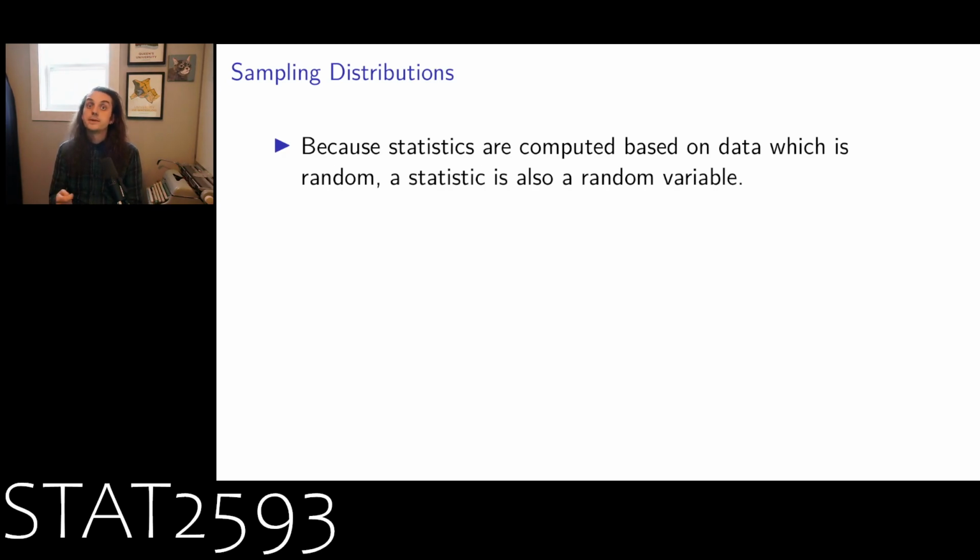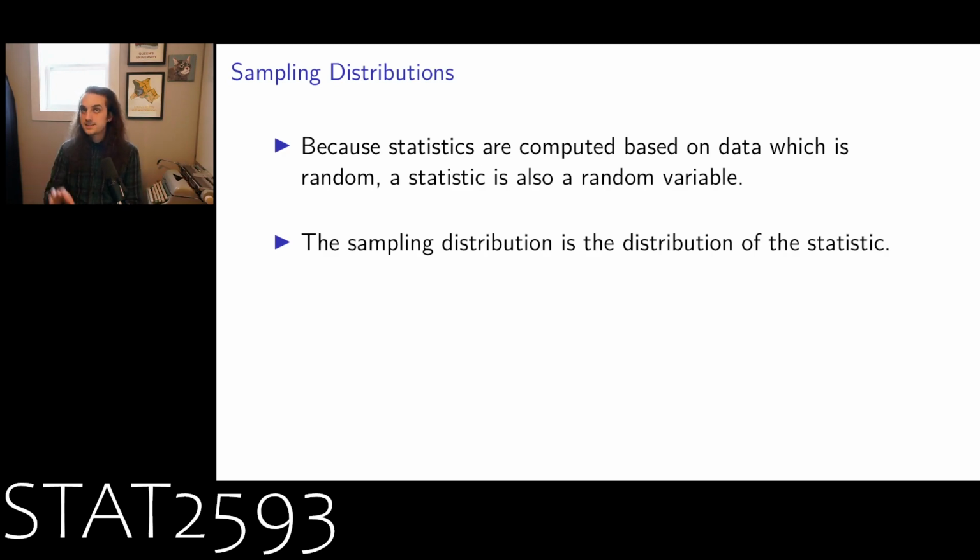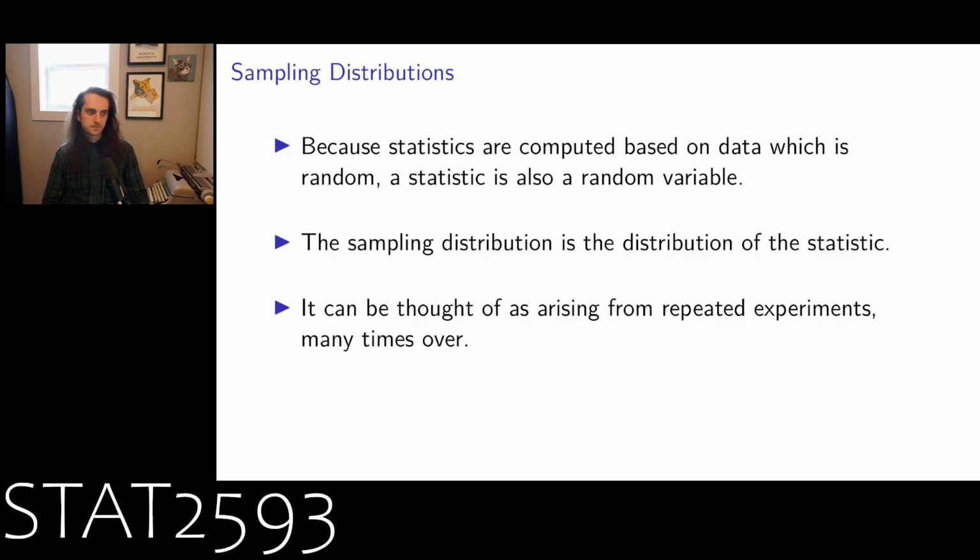Because the statistics are being computed based on data which is random, a statistic also has to be a random variable. Anytime that you have random inputs to a function, you're going to get random outputs. And a statistic is just taking in random information and computing something about it. So our sample mean, our sample proportion, the sample percentiles, all of these are random variables themselves. And the sampling distribution is just the distribution of that statistic. Okay? So it's how do we combine all of that information? That's what our distribution is going to end up being.